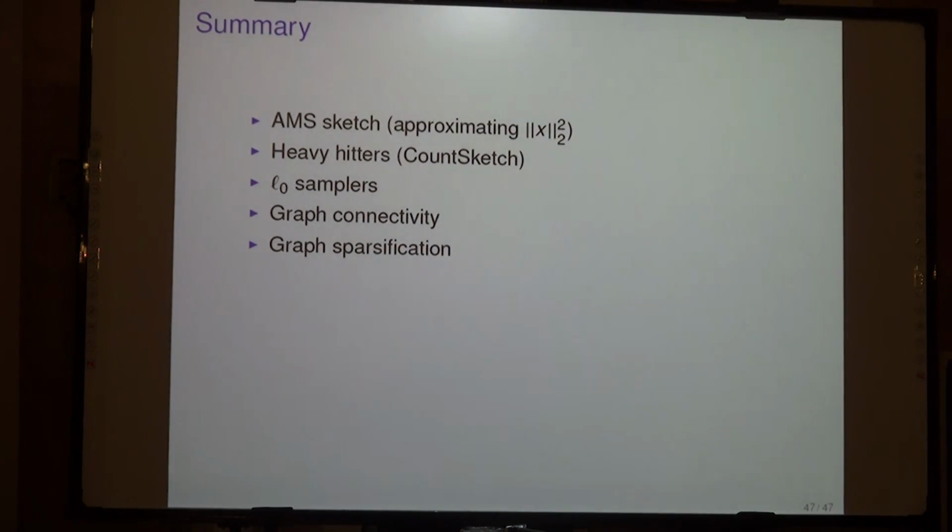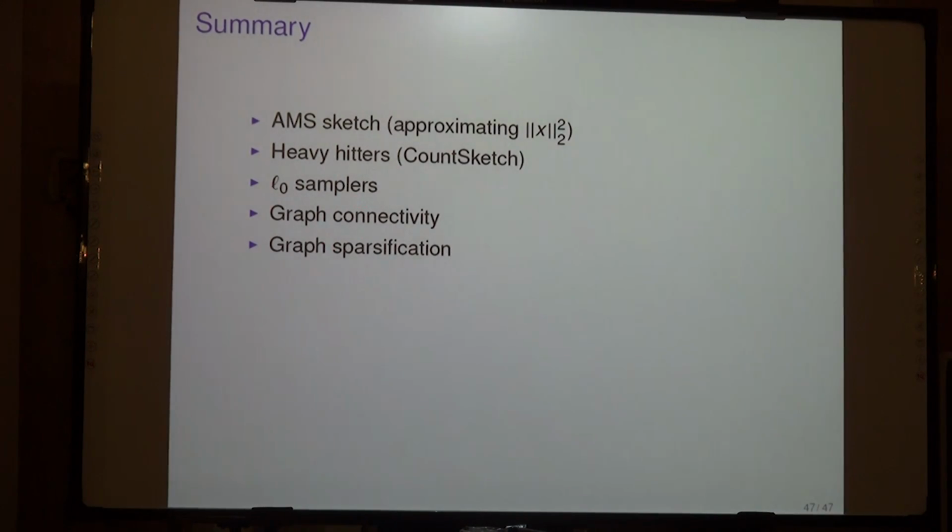All right, good. And that's just a quick summary of the 4 lectures. So we started with very basic statistical primitives, such as the AMS sketch, that is approximating L2 squared norm, heavy hitters, count sketch, L0 samplers, and so these are the primitives that take as input a long vector x. Rather, they take it as a sequence of updates, and they use a linear sketch, and allow us to solve some basic problems. Now, we used these primitives to solve graph connectivity and graph sparsification.